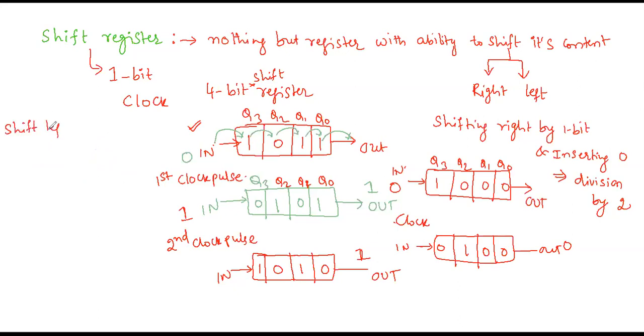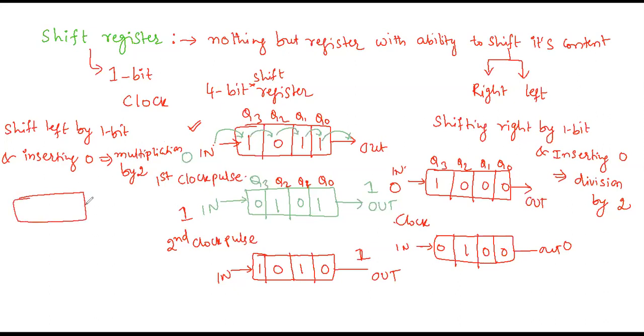Shift left by 1 bit and inserting 0 is equal to multiplication by 2. Now we'll see. We are doing left shift. So this is the input here, and here we will get the out. Now, for example, take 4.